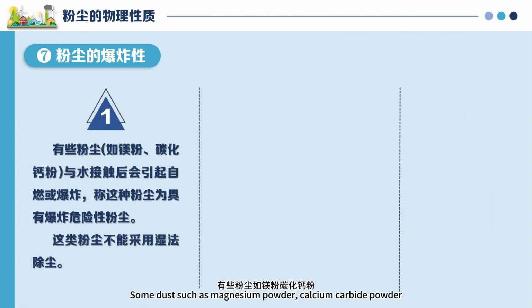Some dust, such as magnesium powder and calcium carbide powder, can cause spontaneous combustion or explosion on contact with water. We call this explosive dust. Wet dust removal cannot be used for this type of dust.